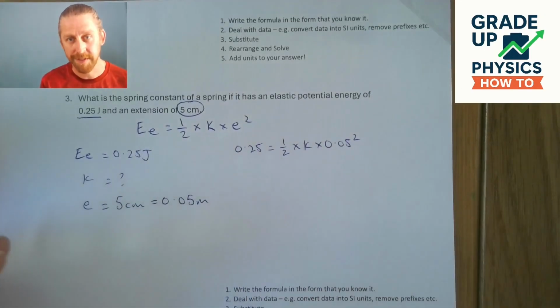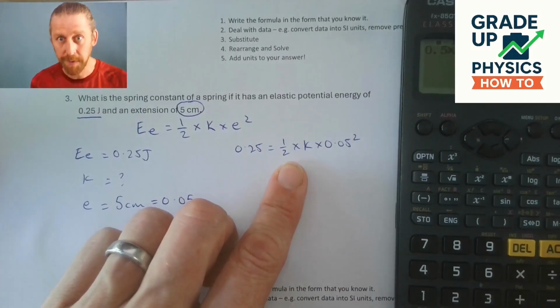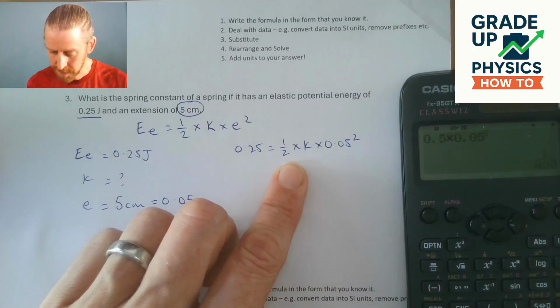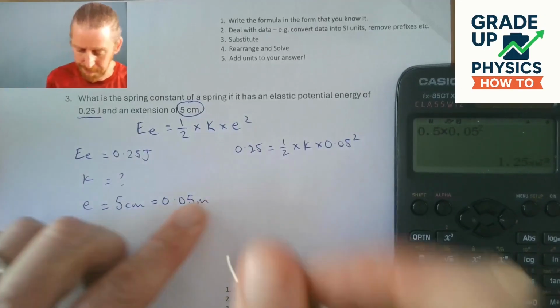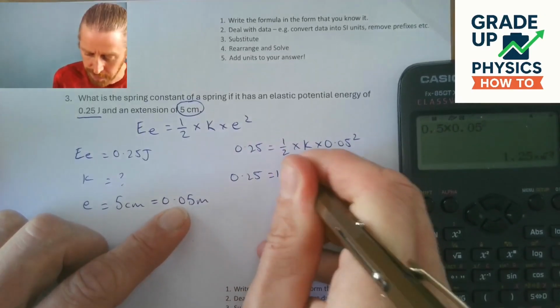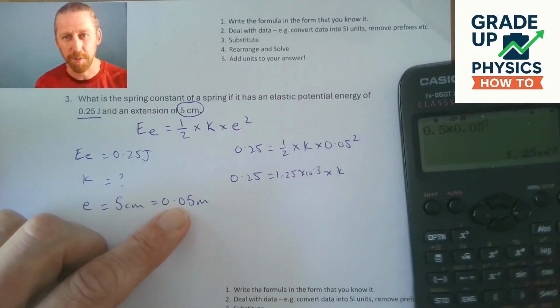We can simplify this a little bit. So on my calculator, I'm going to do a half times 0.05 squared, just so we can simplify this side a little bit. So we've got 0.25 is equal to 1.25 times 10 to the minus 3 times k. So it's looking a little bit nicer now.